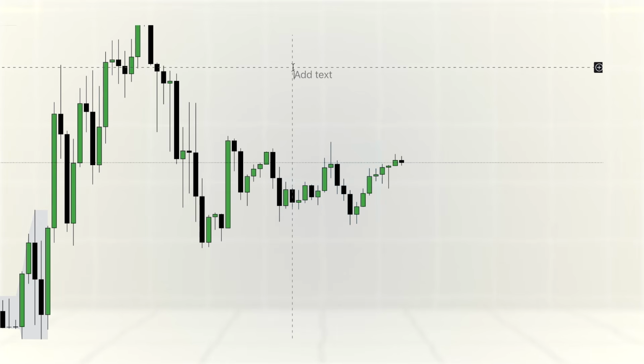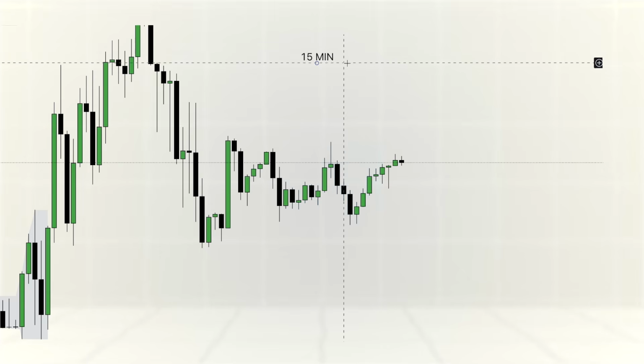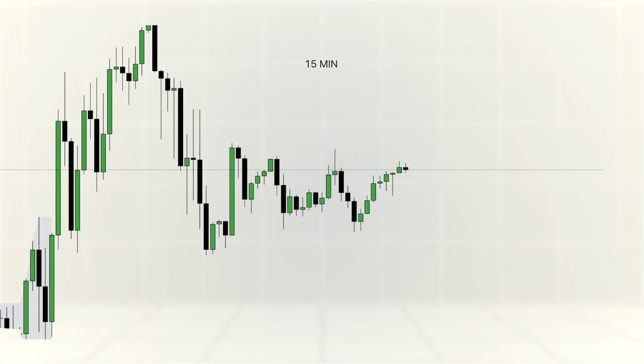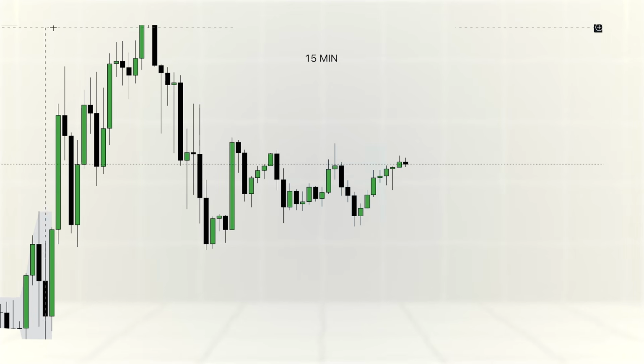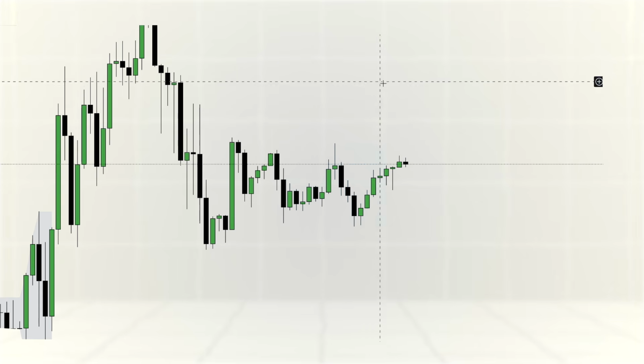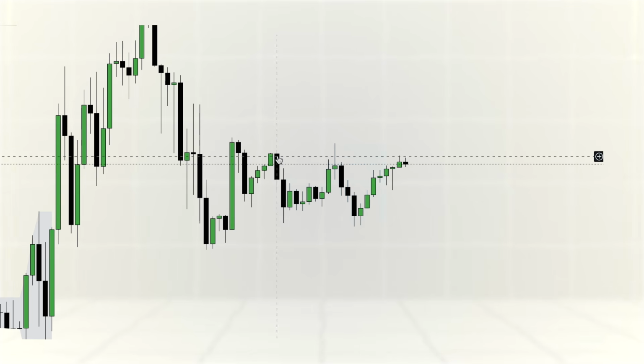One important thing I forgot to mention earlier is that this strategy only works on the 15-minute time frame. Do not try to apply this on other time frames or ask if it works elsewhere. It doesn't. This strategy is specifically designed for the 15-minute chart. So, here we are on the NASDAQ 15-minute time frame.